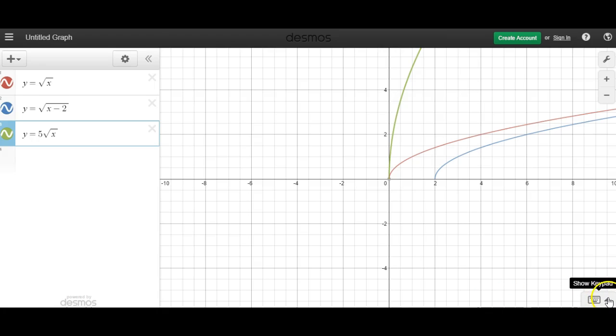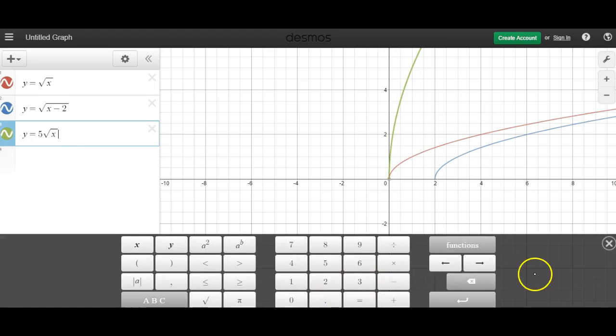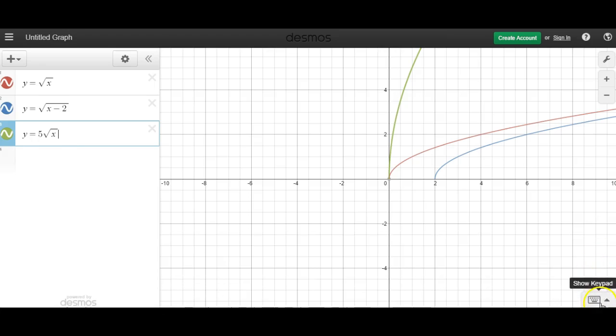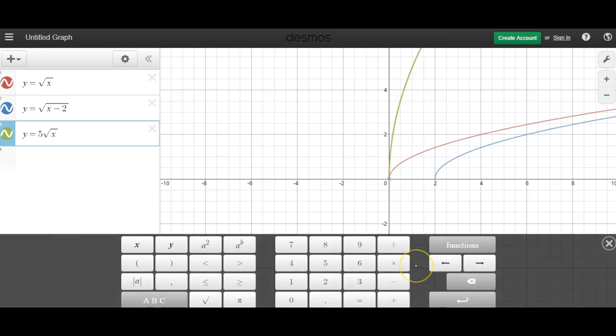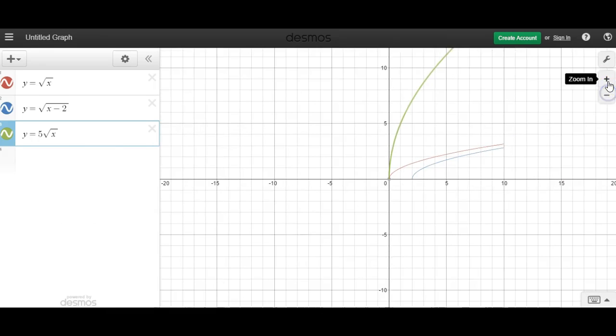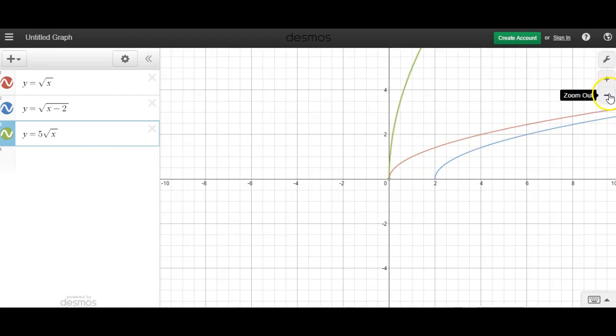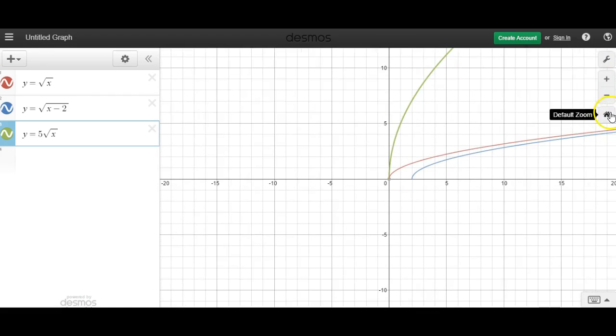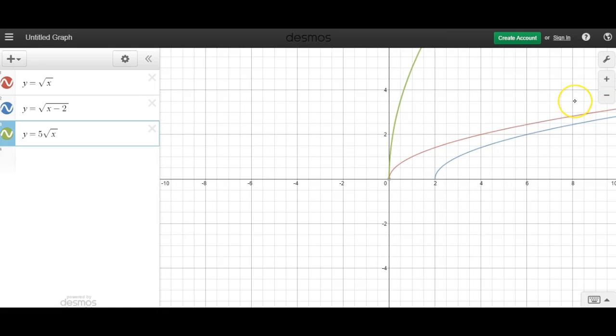And then my keypad disappeared because I was doing things. You can bring it back up or put it back down. And you can also zoom out or in if you need to. Once you've made a change, if you want to go back to the basic setting, you can go to default zoom.